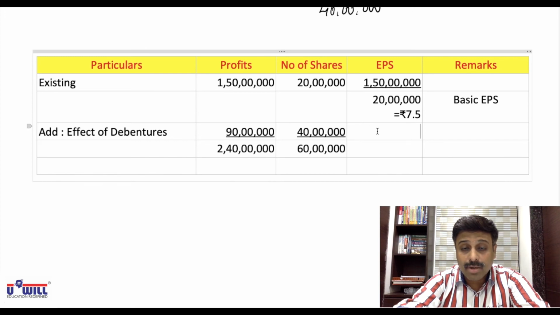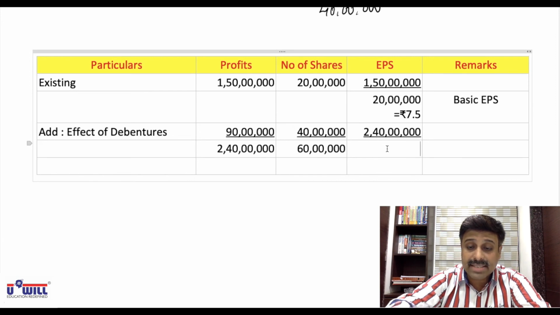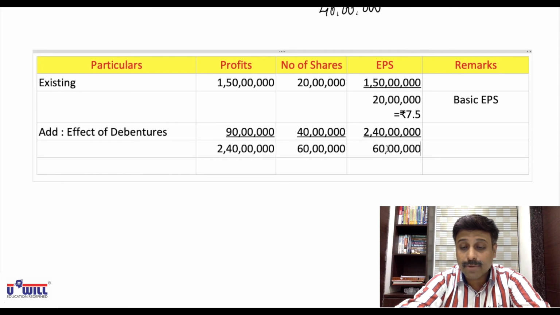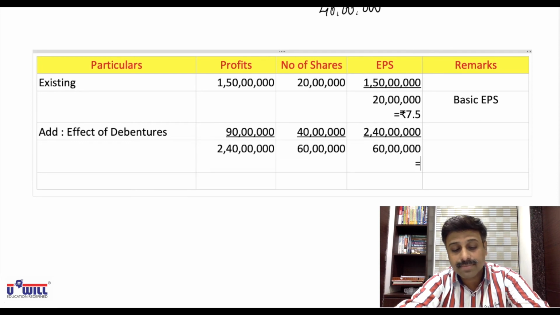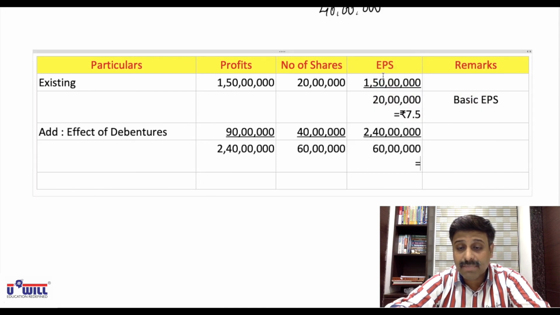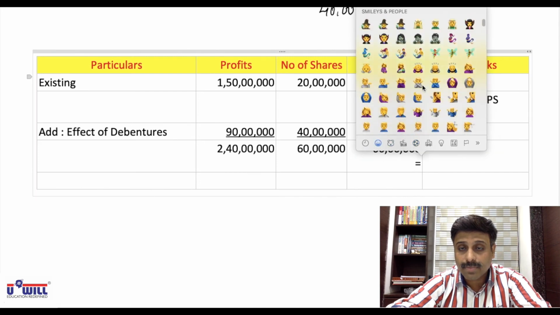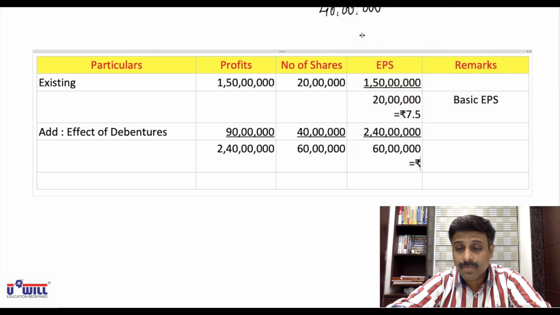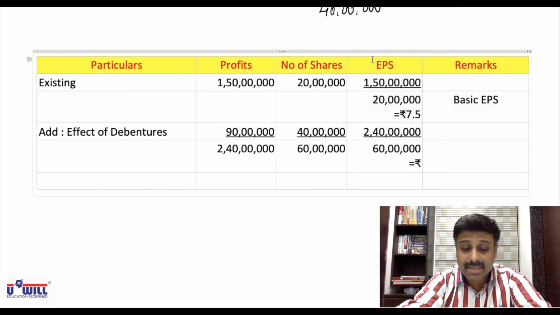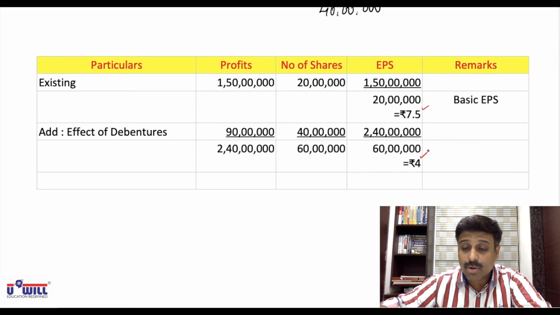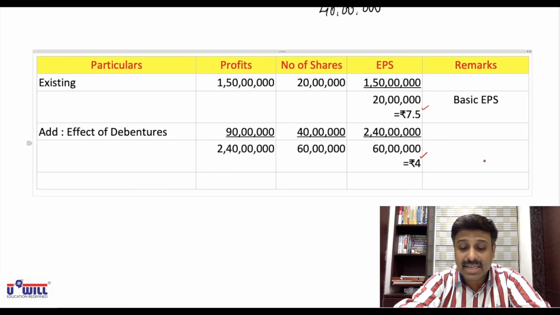Now, 2 crore 40 lakh, okay. Now what will be the EPS after this? 2 crore 40 lakh is the profits and 60 lakhs are the number of shares. So what will be the EPS after this? After this the EPS will come to 2 crore 40 lakhs divided by 60 lakhs, which is rupees 4. Now because the EPS from 7.5 is going down to 4, can I say that debentures are dilutive? Yes, because the EPS is going down.